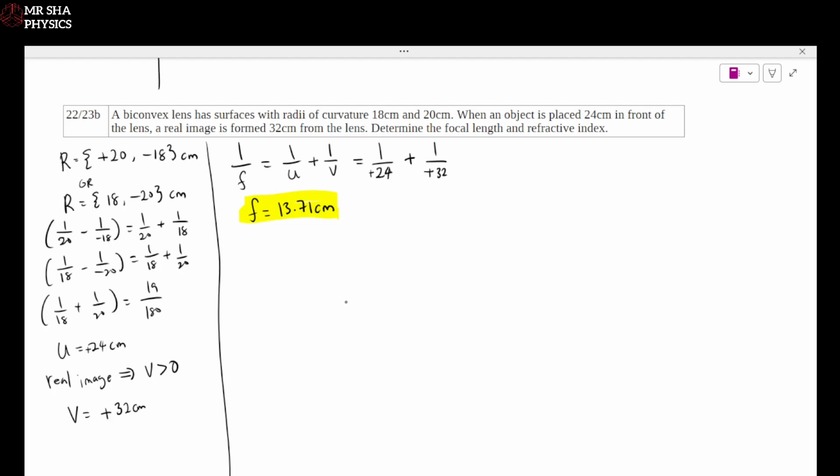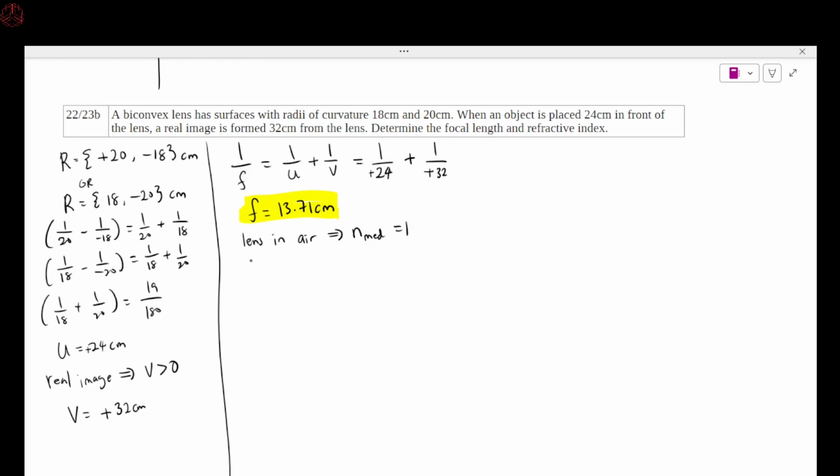Okay, and then now I have to look for the refractive index. Because it doesn't say in the question if this lens is put in any liquid, we can assume that this is in air. So lens in air, right? So that means the refractive index of the medium is going to be equal to 1.